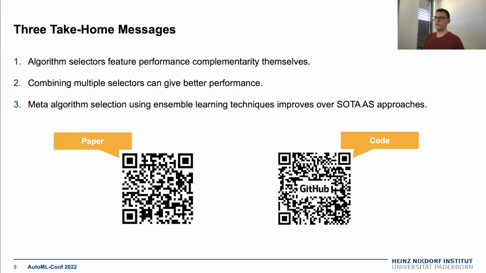Okay, so to close this presentation, here are 3 take-home messages. First, algorithm selectors feature performance complementarity themselves, and if we exploit this, we can combine multiple selectors in order to actually gain a better performance. And meta-algorithm selection using ensemble learning techniques improves over state-of-the-art algorithm selection approaches, as we have just seen.